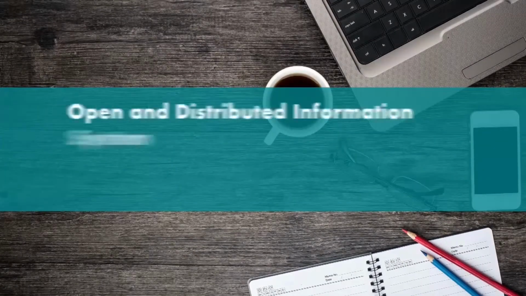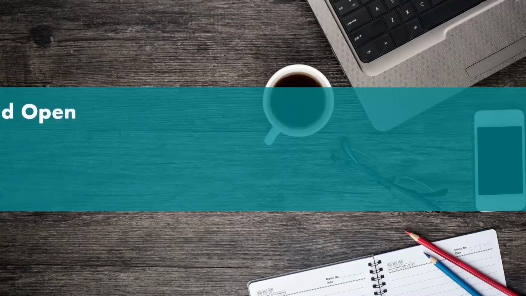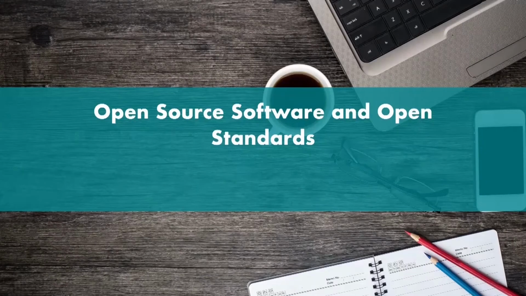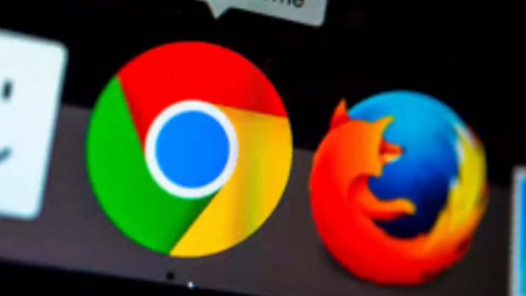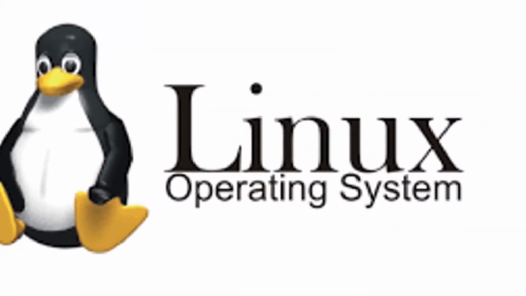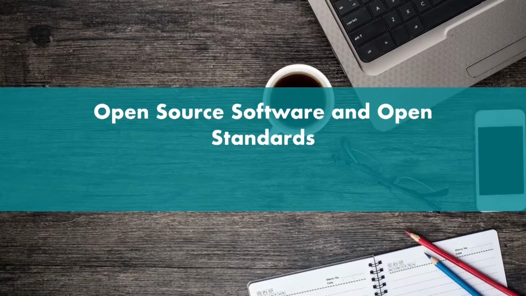So these are an open and distributed information system, at the top of the pyramid, that colloquially we call the internet. Then the entire internet is built on top of open source software and open standards. For example, you are possibly viewing this particular video by using a web browser, either Firefox or Google Chrome, both are open source. You are possibly using a Linux operating system, that's open source software, and the entire internet is built on top of an open standard called TCP/IP.